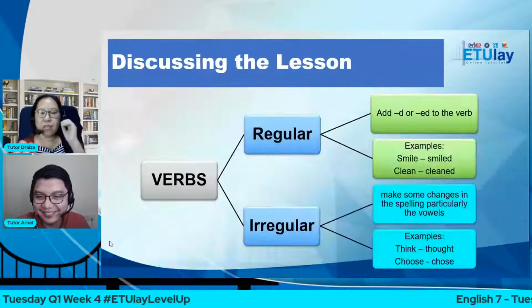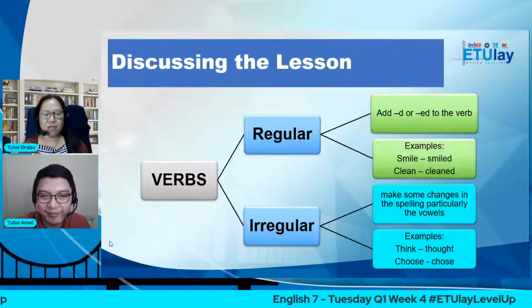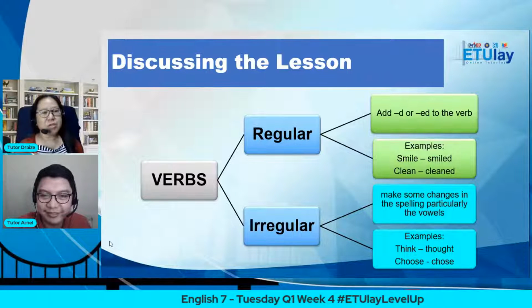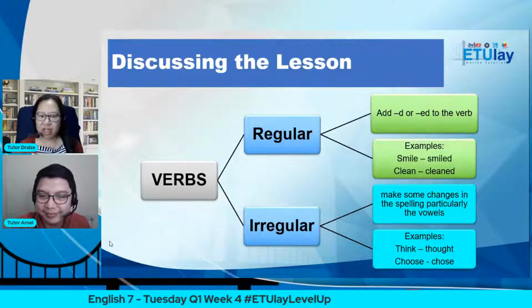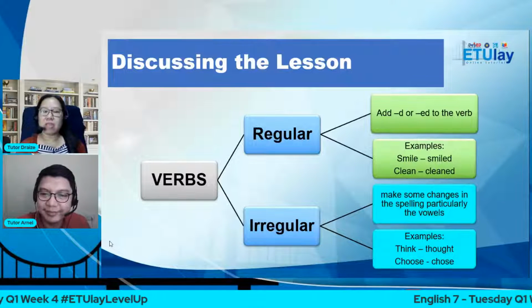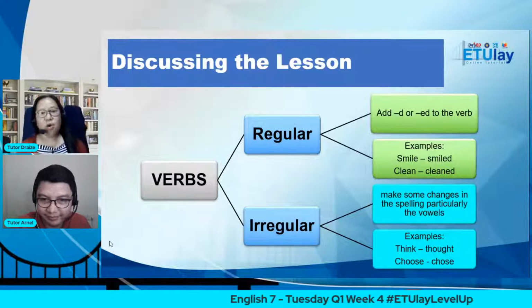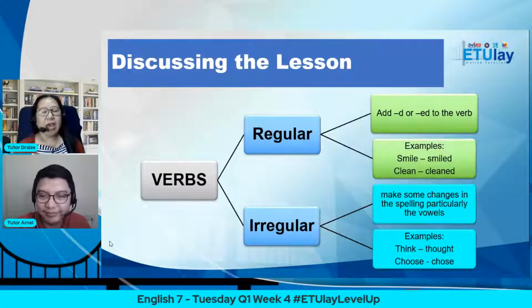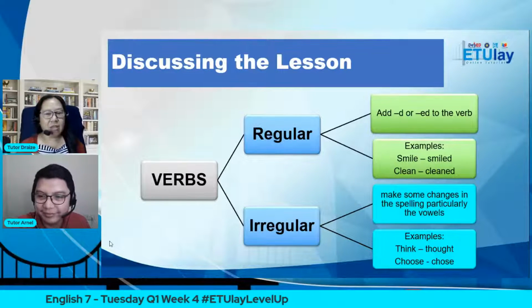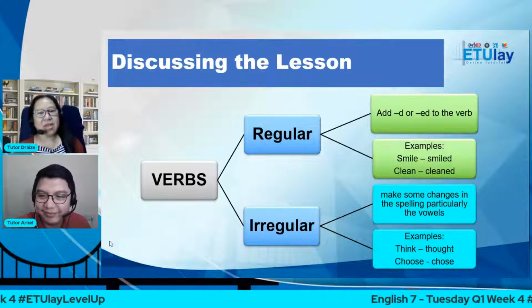So, let us now begin with some more explanation so you will not be confused. Now, when we speak of verbs, of course, it may be regular or irregular. When we say regular verbs, it means that all you need to do to form the past tense is add d or ed to the main verb. Examples for that would be smile, it will become smiled. And for clean, it will be cleaned.